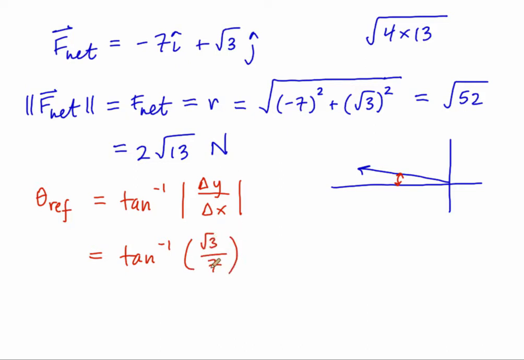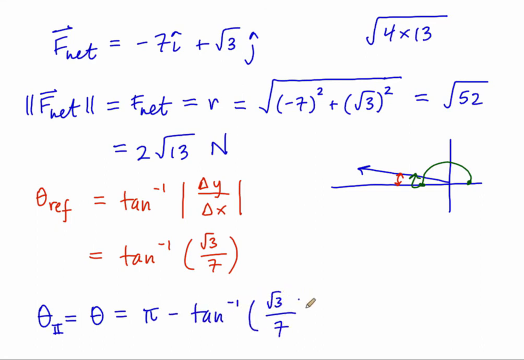This is not a ratio that we have memorized special angles for, and therefore the tan inverse of the square root of 3 over 7 cannot be simplified further without a calculator. So we will have the quadrant 2 angle, which you can use a subscript for or you don't need to, is going to be 180 degrees, or pi, minus the reference angle. And therefore we have the magnitude and the direction of the vector.